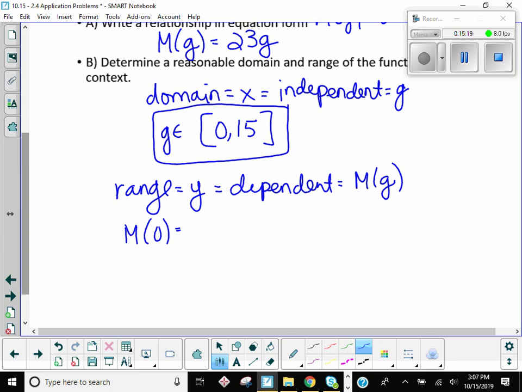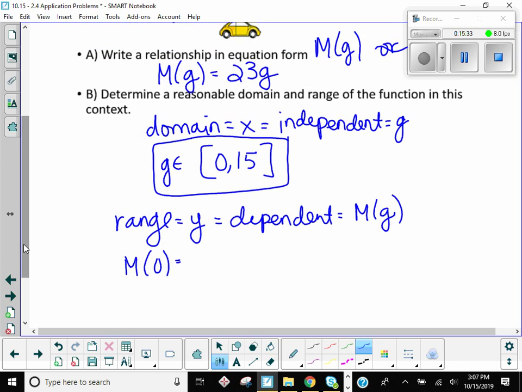Now, I know you don't need an equation to tell me if you have 0 gallons of gas, how many miles can you drive? 0, right? But just to practice our function notation and our plugging in, m of 0 means plugging in 0 for g, which is 23 times 0, which, to no one's surprise, is 0. Because you have 0 gallons of gas, you're going to drive 0 miles.